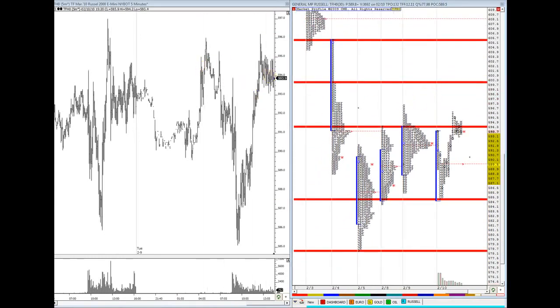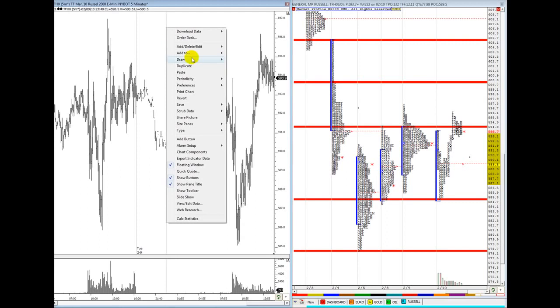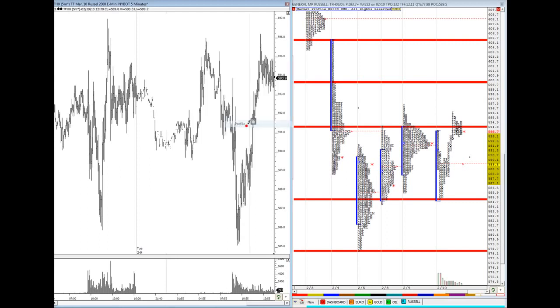Now how is this shown on a bar chart? You can see it right here, a balance area. You can see we have unfair highs here and unfair lows here, and we have a lot of volume traded in the middle. We will show that by putting on a little profile right here. We have unfair highs and unfair lows and a bulge of volume in the middle.